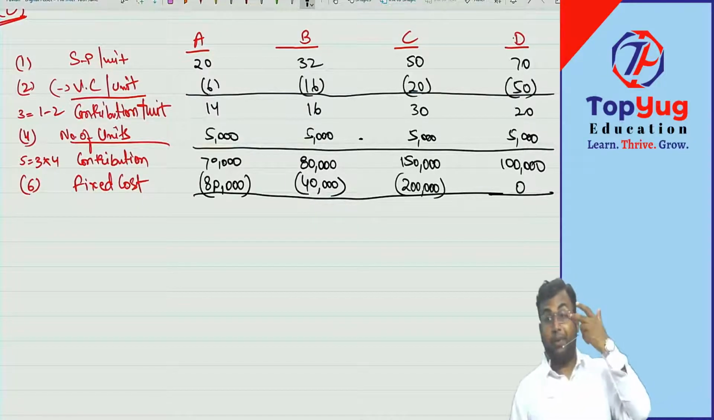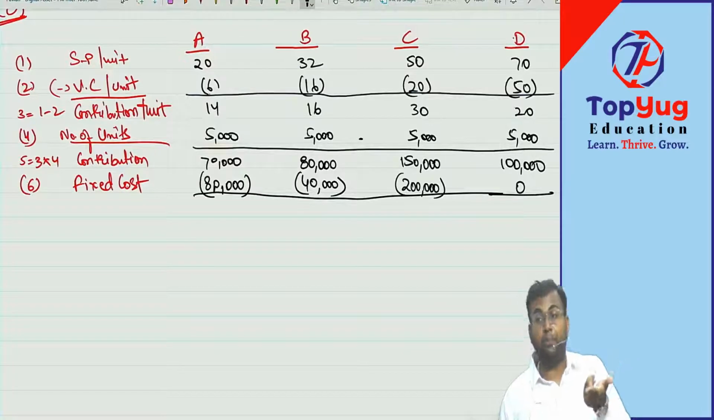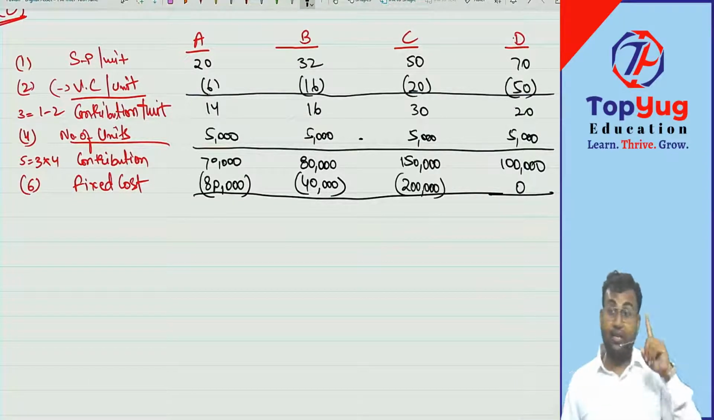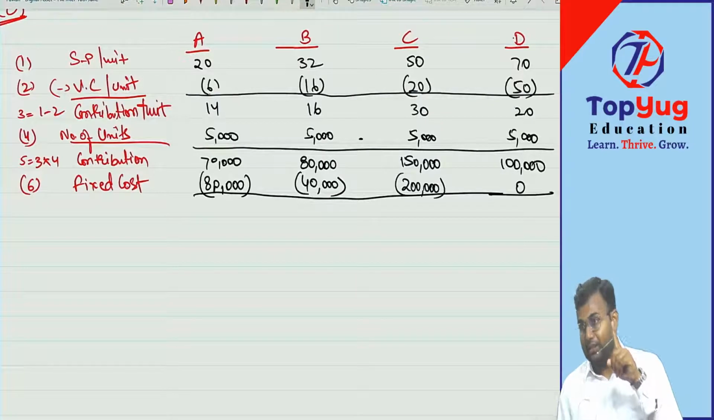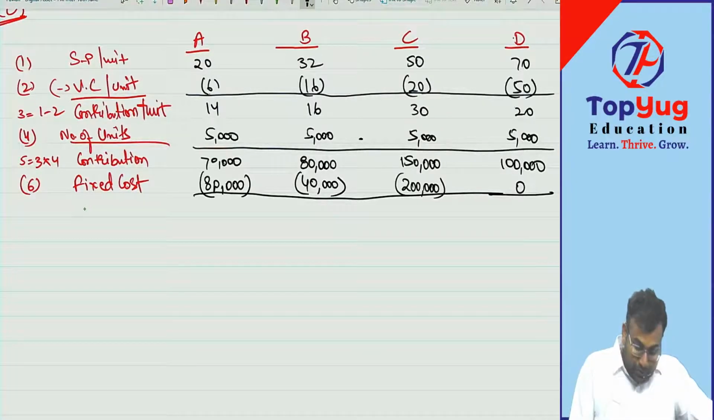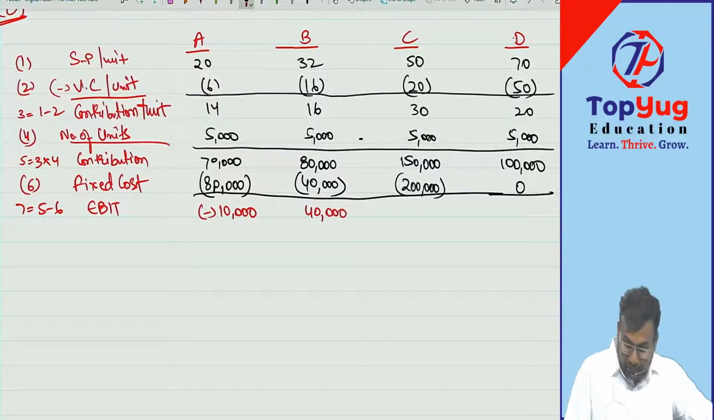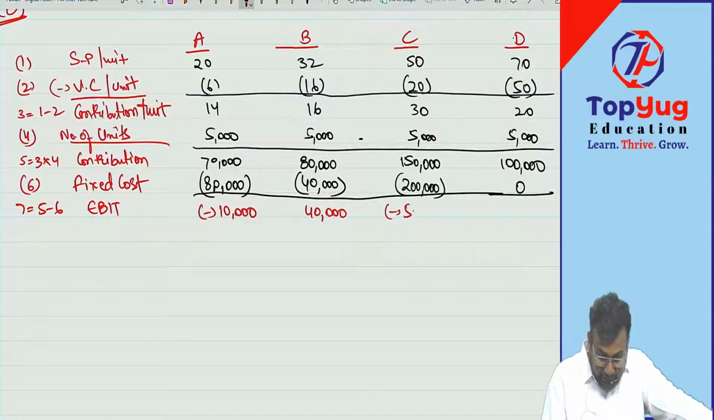No fixed cost, no operating risk. No operating risk, no operating leverage. If you remember year 3 discussion which we had yesterday. Okay. So how much is my EBIT? Then EBIT would be how much? That is 7 is equal to 5 minus 6. So negative 10,000, positive 40,000, negative 50,000 and positive 1 lakh.